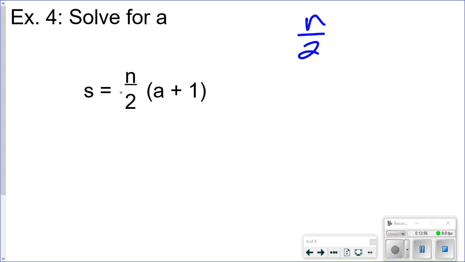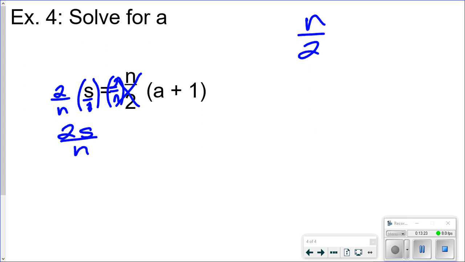So if I multiply both sides by the reciprocal, let me see if I can fit this over here. So we put this over 1. That's a 1, I swear. Times 2 over n. Over here, these will cross cancel each other out. 2 over 2 is 1, n over n is 1. And so what I end up with is 2s over n equals a plus 1. So did you follow what I did there?